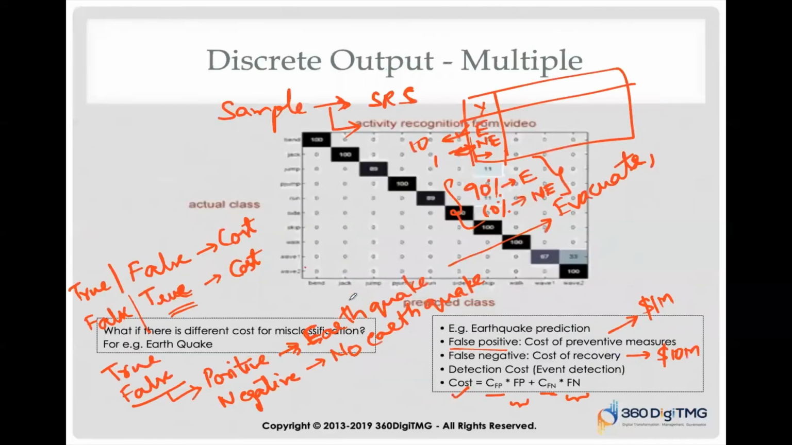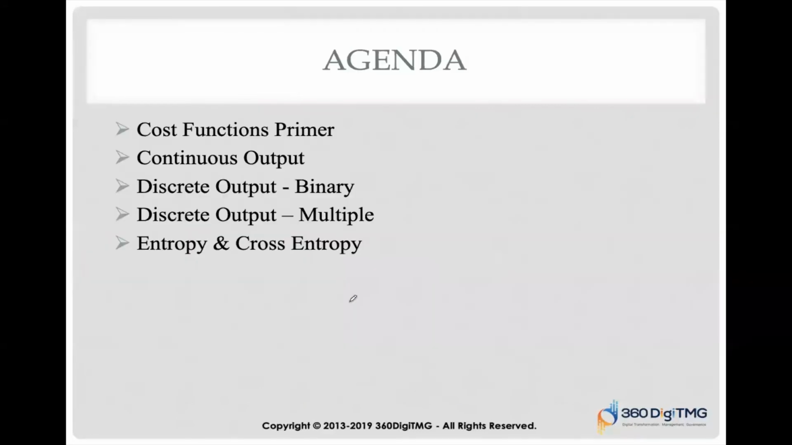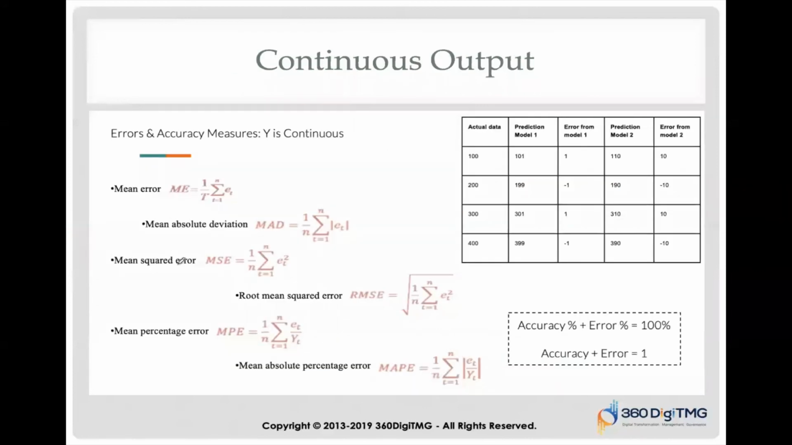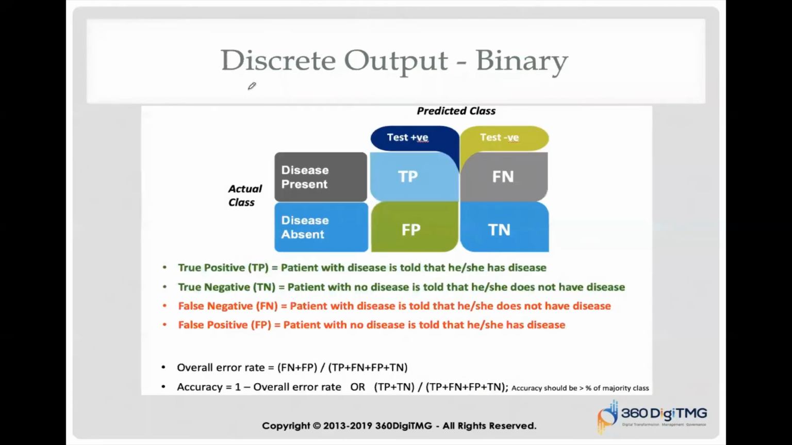So we covered a lot of ground, right? We discussed the basics of cost function, that's cost function or loss function or error function primer. Then we discussed the various error measures which are available when the output variable is continuous. Then we discussed what if the output variable is discrete with two categories.